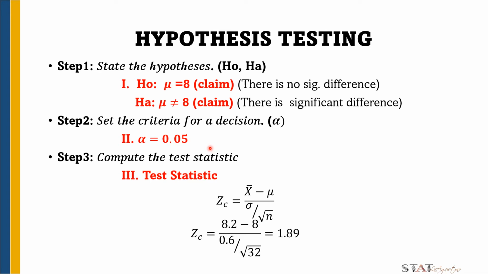Based on the problem, our level of significance, or alpha, is 0.05. And then our test statistic, z computed, is x bar minus mu over sigma over square root of n. Substituting the values, we have 8.2 minus 8 over 0.6 as our standard deviation over square root of n, or sample size. Using basic computation, you will arrive at an answer of 1.89.